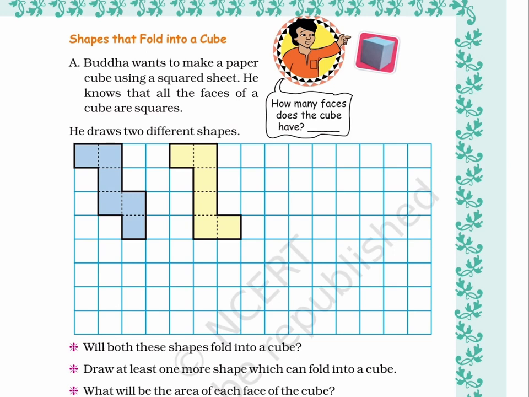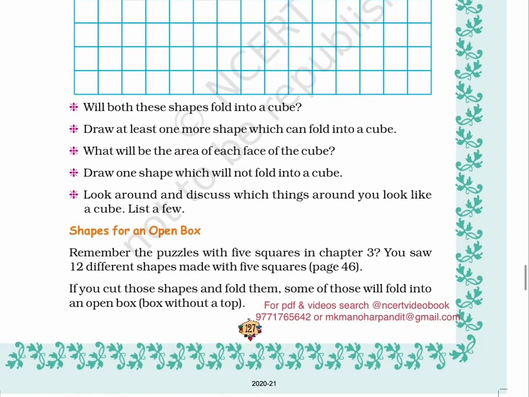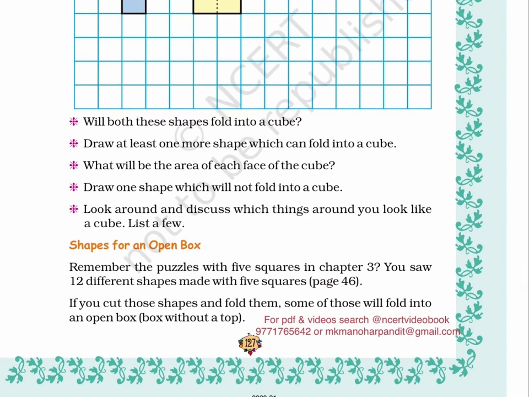Questions. Will both these shapes fold into a cube? Draw at least one more shape which can fold into a cube. What will be the area of each face of the cube? Draw one shape which will not fold into a cube. Look around and discuss which things around you look like a cube. List a few. Shapes for an open box.